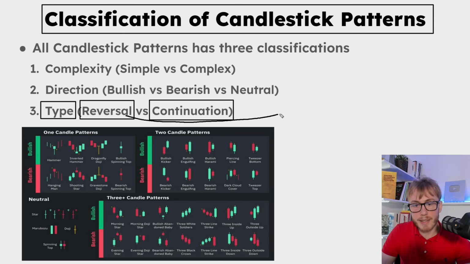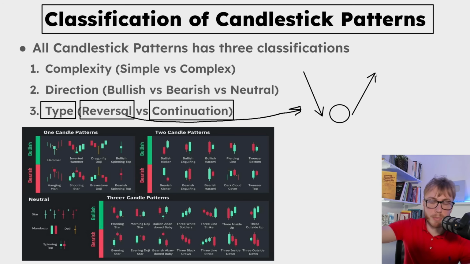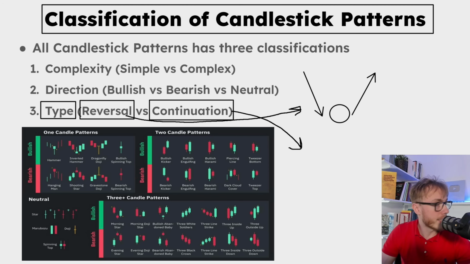A reversal pattern basically means that if we have a downtrend and then the pattern appears, so let's say that this is a random pattern, then the goal of this pattern is to reverse the price in the opposite direction. While a continuation pattern means that, let's once again say that we have a downtrend, then the pattern appears. The goal of a continuation pattern is to continue the price to the downside.